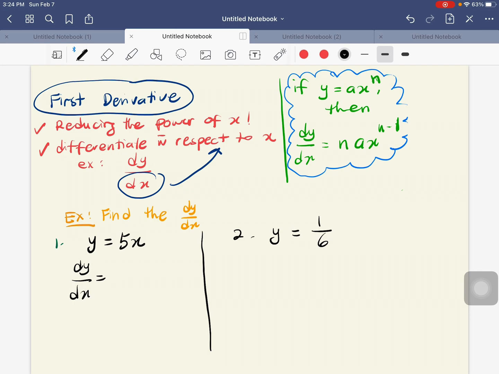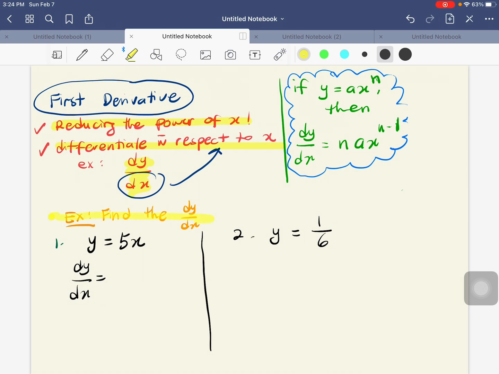Okay, so the first derivative ni, point dia adalah you have to reduce the power of x. Kita nak reduce power x tu. X tu kalau ada 10, kita nak tinggalkan 9. Kalau x tu ada 2, dia akan jadi 1. Okay, differentiate with respect to x sekiranya function dia adalah y. So, we will differentiate it dengan apa unknown yang kita ada.